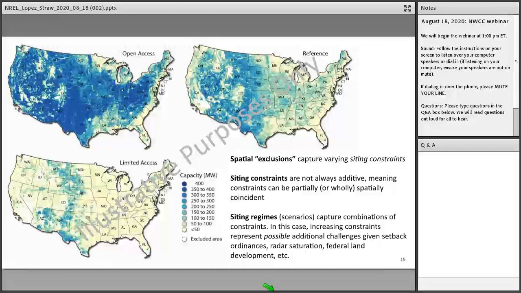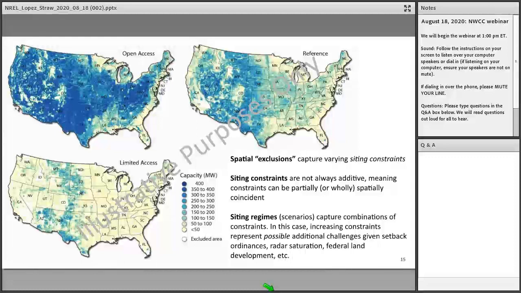Siting constraints, I think what's interesting here too, is they're not always additive. For example, roads are often used as a constraint, but so are urban boundaries, which contain many kilometers of roads, and we obviously wouldn't want to double eliminate land. So to capture this interaction, we develop siting regimes, which are collections of siting constraints.